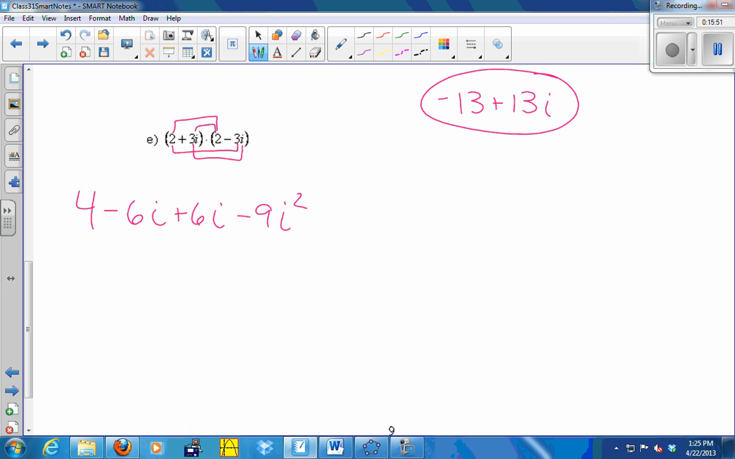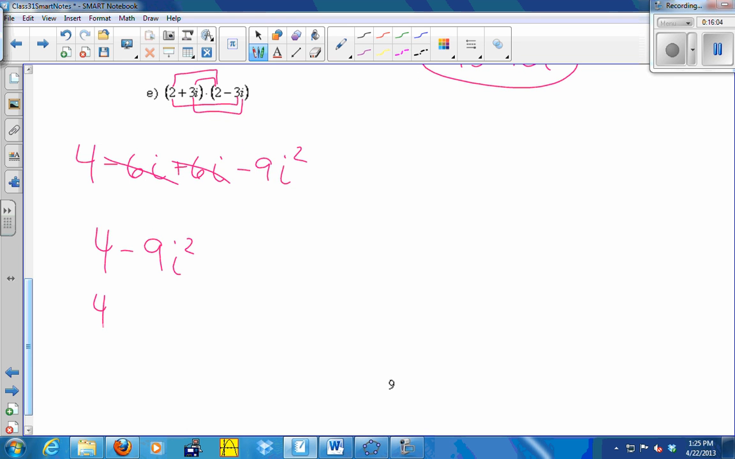So my minus 6i and my plus 6i cancel. So I have 4 minus 9i squared. But i squared is really negative 1. So this is 4 minus 9 times negative 1, which is 4 plus 9. 4 minus negative 9, which is 13.